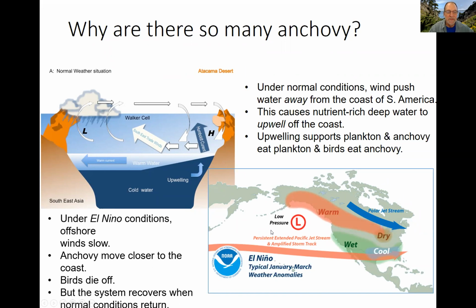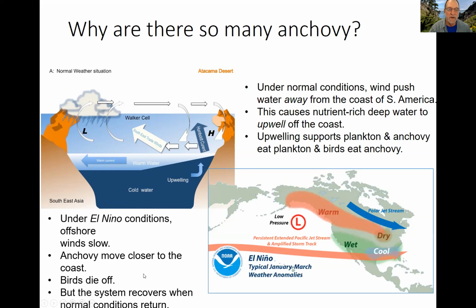Under a special set of circumstances, a weather or climate pattern called El Nino, these winds that normally support the upwelling fail. They become weaker, they change direction, and as a consequence, the upwelling stops. And when the upwelling stops, the anchovy dies.